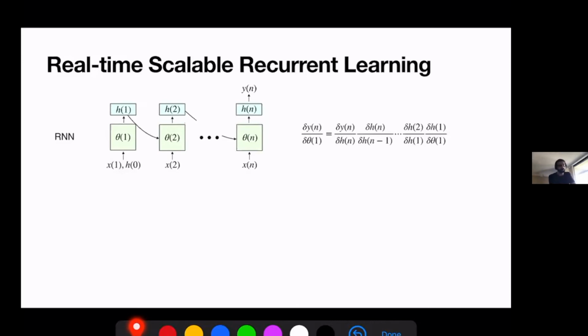And then you can compute this gradient in two ways. You can either compute it in the direction of time, starting from t equals 1 to t equals n, and that's called RTRL, or real-time recurrent learning, or you can do it in the opposite direction, starting from n, and that's called backpropagation through time.